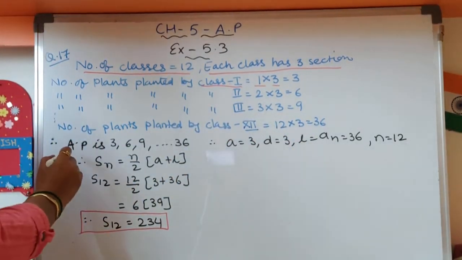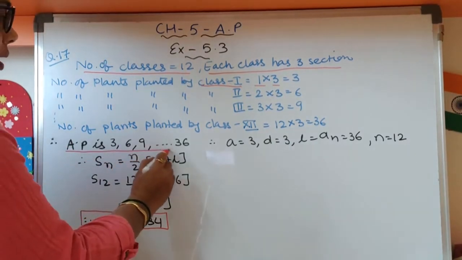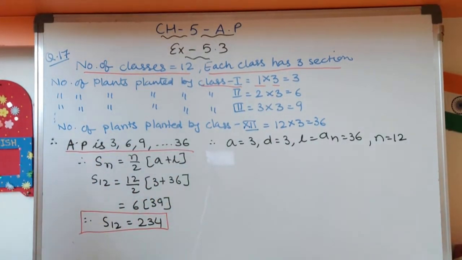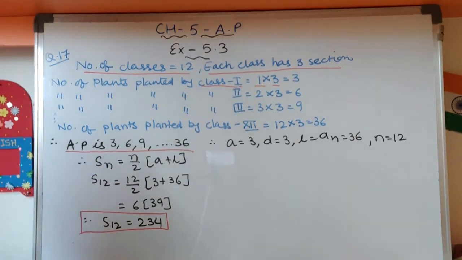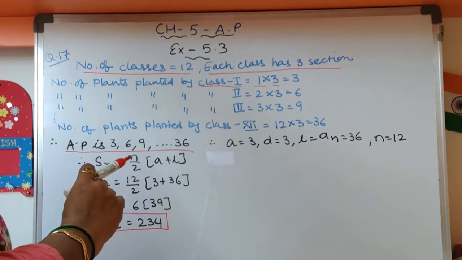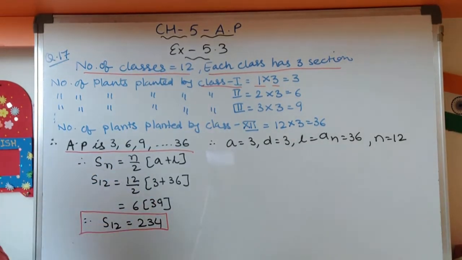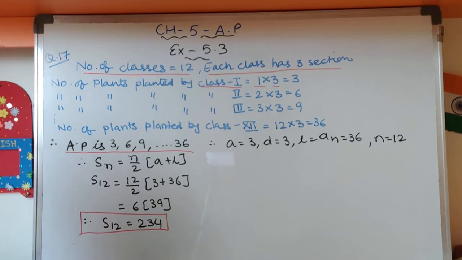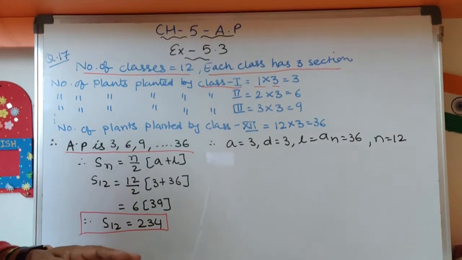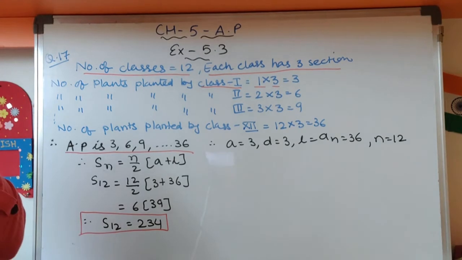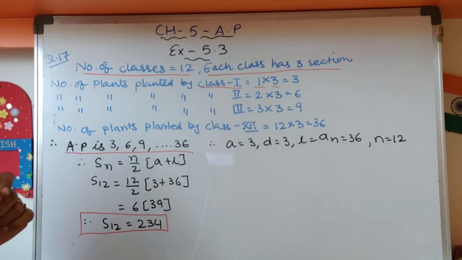So you can see that here AP is 3, 6, 9, up to 36. It means it is a finite AP. And they are asking to find the total number of trees planted by students. So class 1st से लेके 12 तक total number of trees कितने plant हुए हैं वो हमको find out करना है. So therefore we have to find out sum.